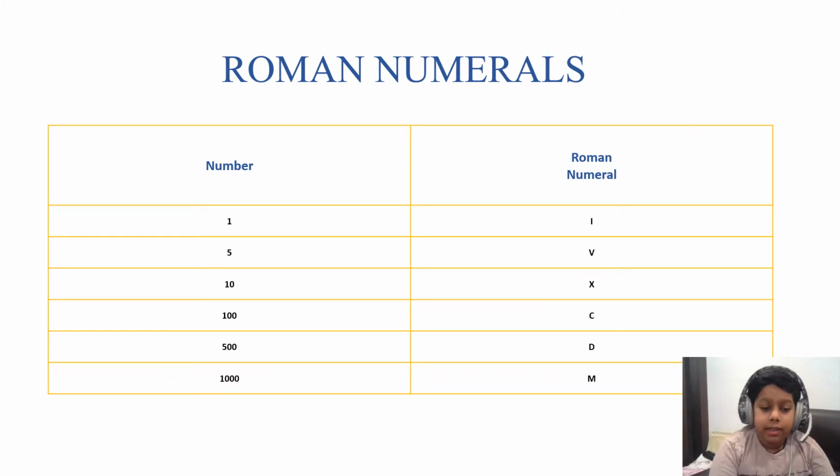So I made another table so you guys will understand. It's numbers and Roman numerals. The Roman numerals: 1 is I, 5 is V, 10 is X, 100 is C, 500 is D, and 1000 is M.